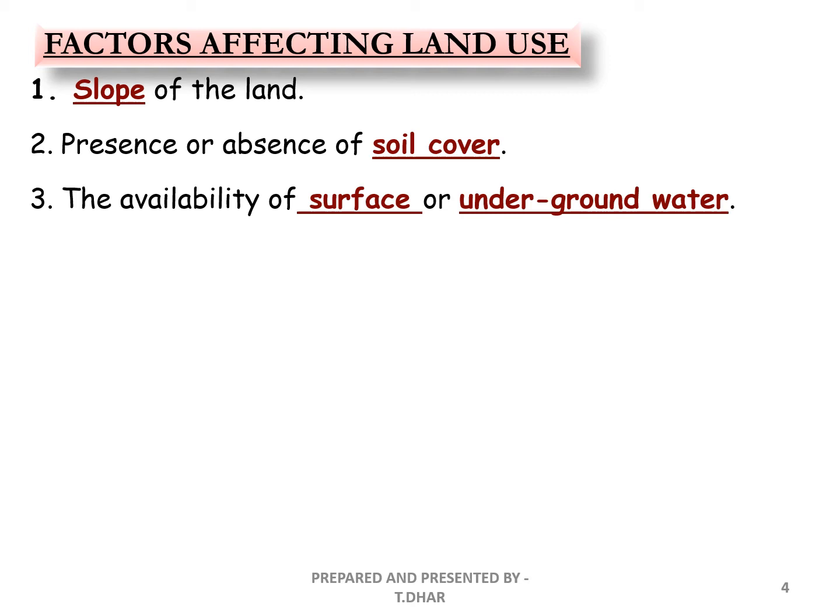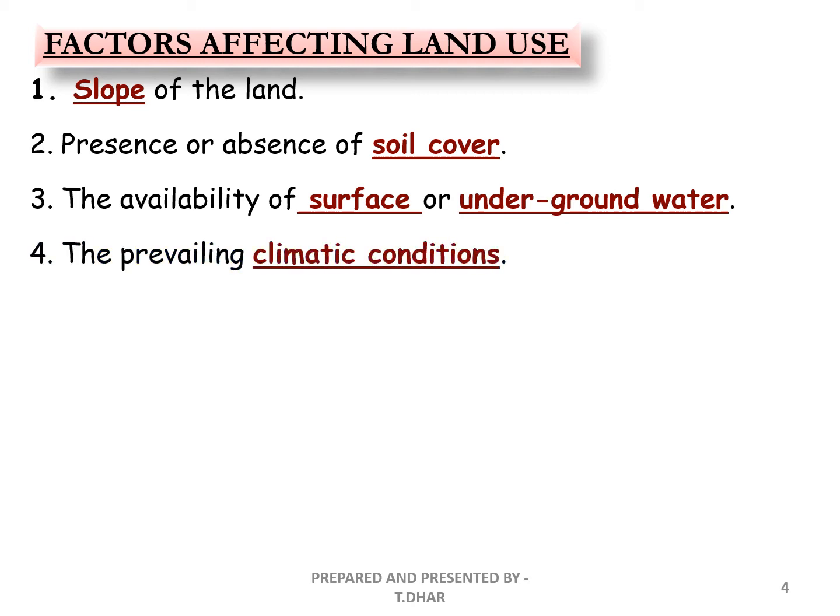The place which lacks water, or the place where there is an acute crisis of water, in that place farming is not possible, growth of crops is not possible, then industries which need water, the growth of industries is also not possible. In that way, the presence of surface or underground water decides land use.